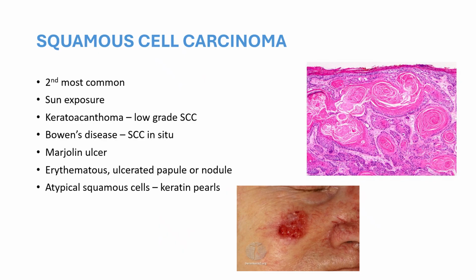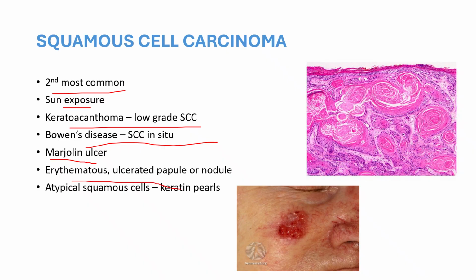Next is squamous cell carcinoma, the second most common skin malignancy. Again, there can be a predisposition to sun exposure. With sun exposure, there can be actinic keratosis that can lead to squamous cell carcinoma. Keratoacanthoma is a low-grade squamous cell carcinoma, and Bowen's disease, just like we have seen, is a squamous cell carcinoma in situ, generally considered a precursor lesion. If it develops over a burn scar later on, it's called Marjolin ulcer.